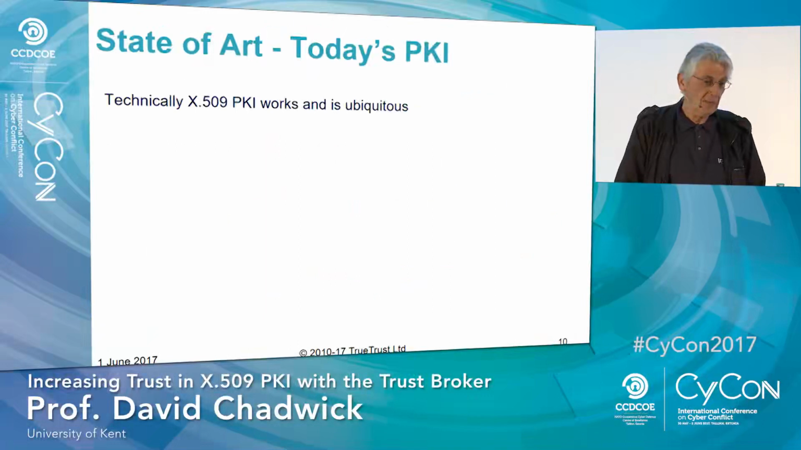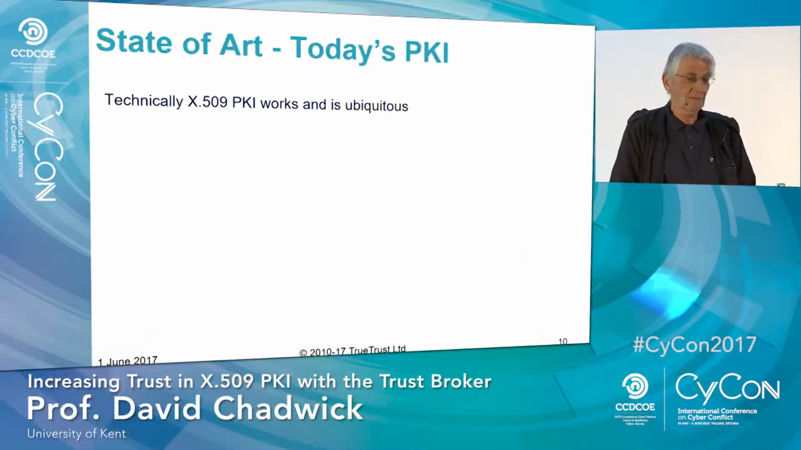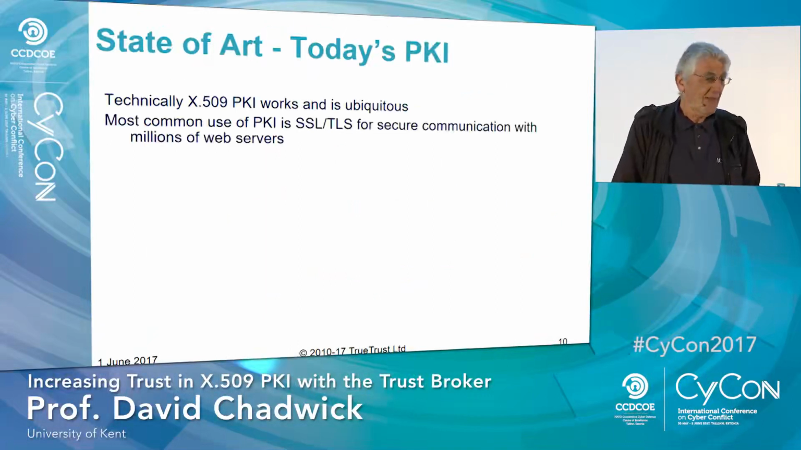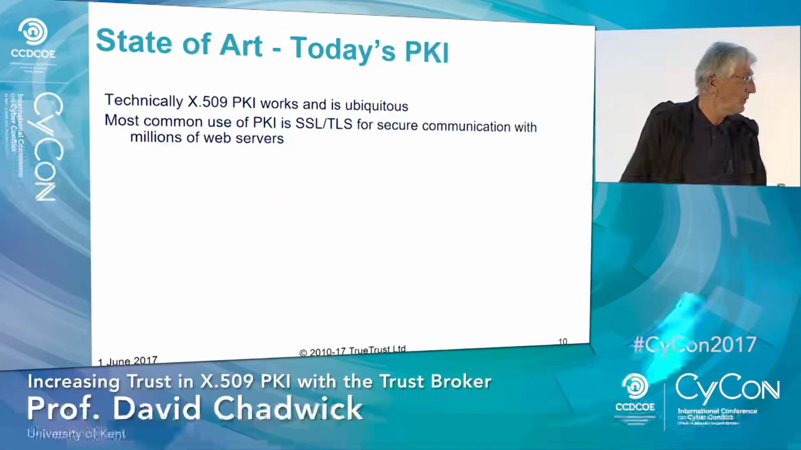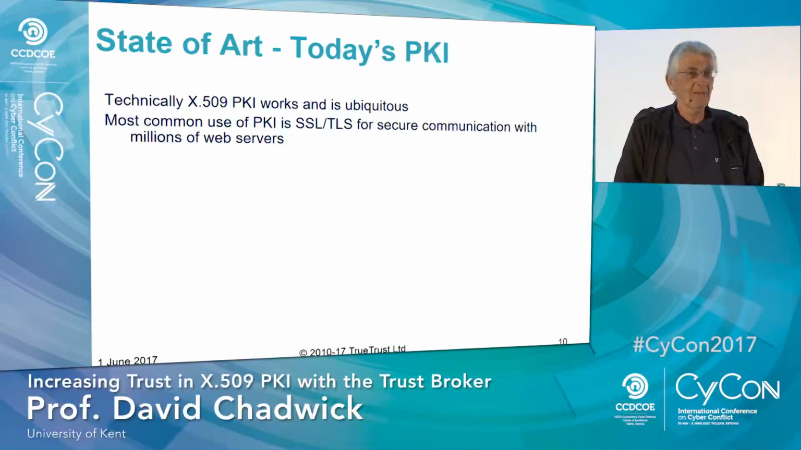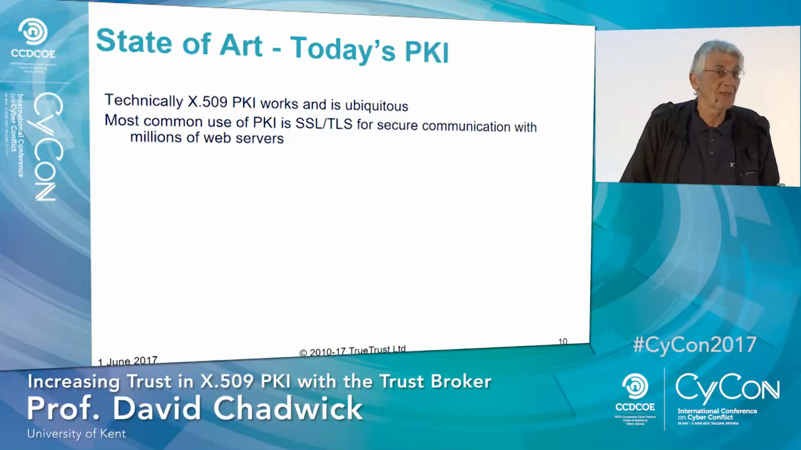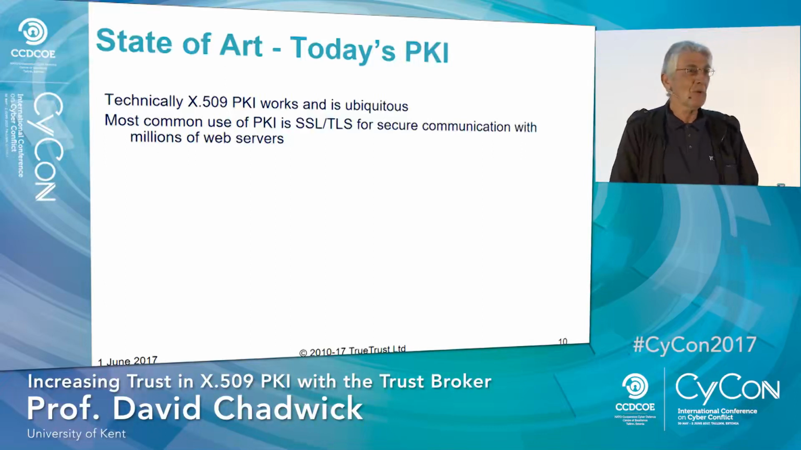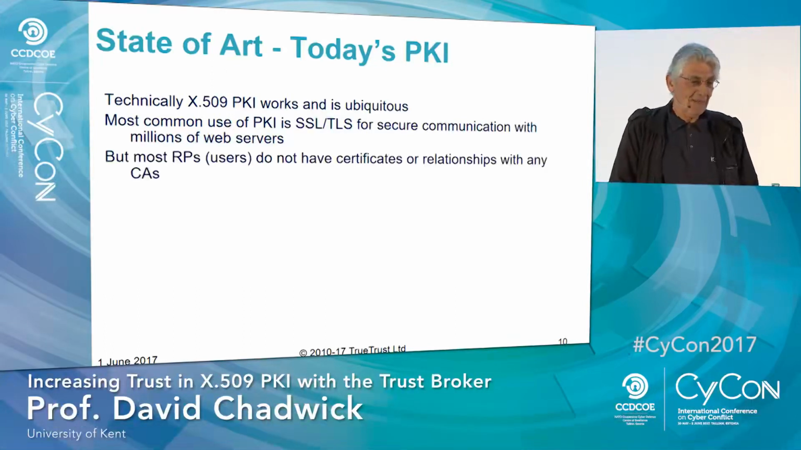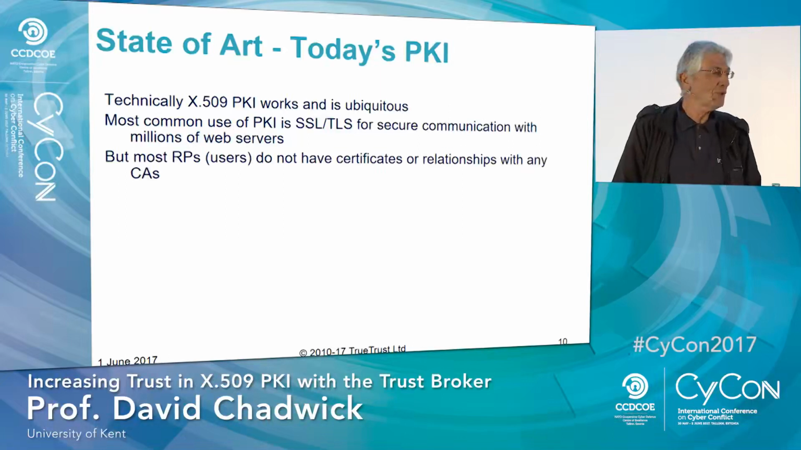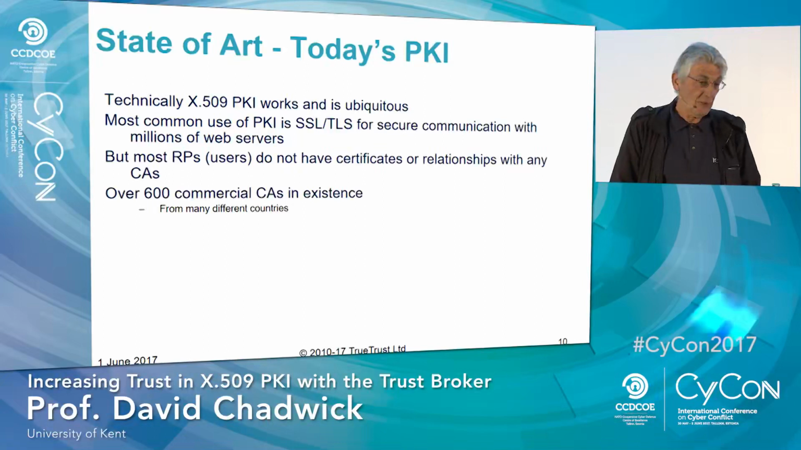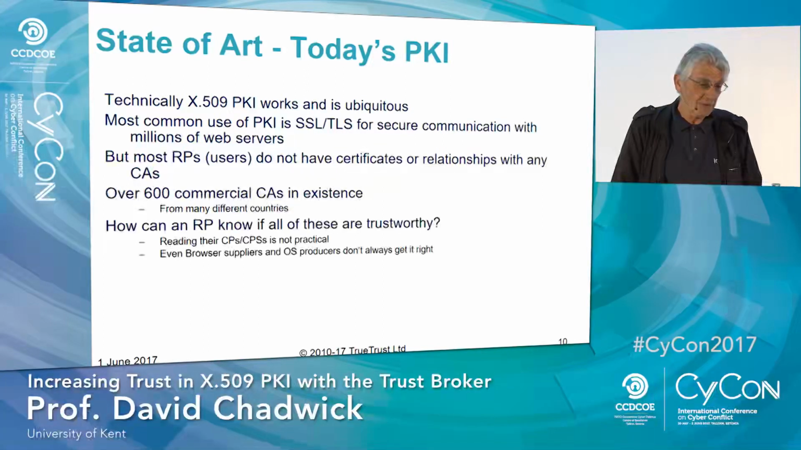So the state of the art. PKI is working. It's ubiquitous. Every web server that you talk to has a certificate signed by some CA in the world. And you want to know that that web server is authentic and you're talking to the correct CA. But you don't have relationships with any of them. And I've said there's over 600 of them from many different countries. So how do you know they're trustworthy?